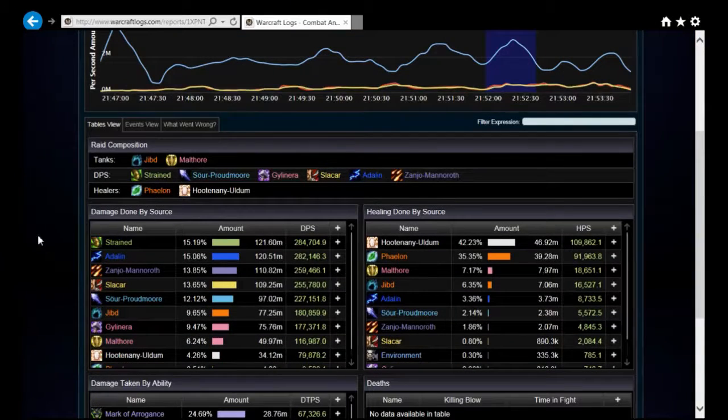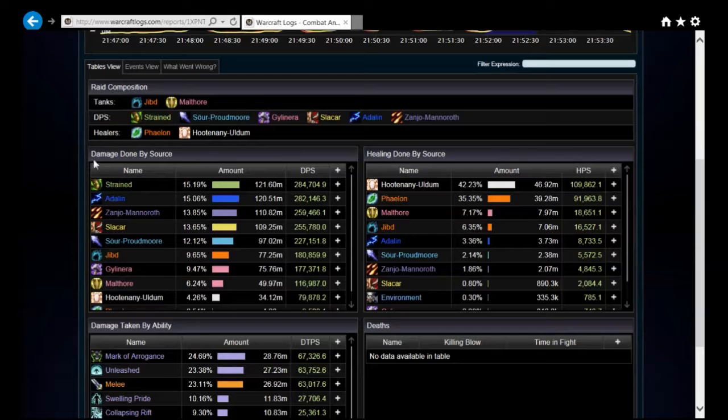If we scroll down, you will see the raid composition, who the tanks were, DPS and healers. And keep in mind that this is a summary for the Shah kill fight. This will also show you the damage done by source. And what you'll see there is their DPS, the amount of damage that they pulled overall, and what percentage of the total damage that was output was done by each individual. Over to the right, we have the healing done by source, and it shows you the same information.